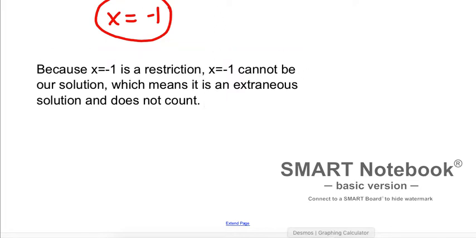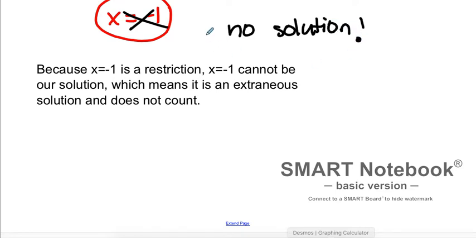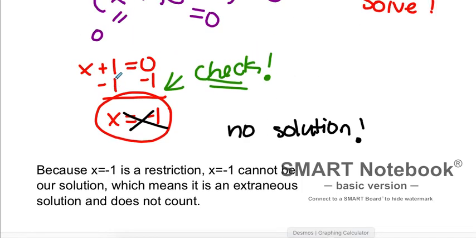So the final answer is no solution. Okay? All right. That was example 2. There was a lot going on.